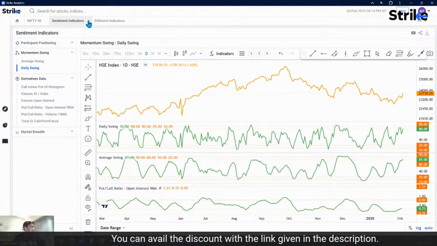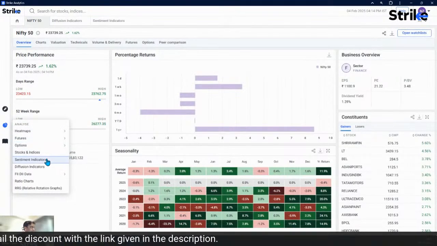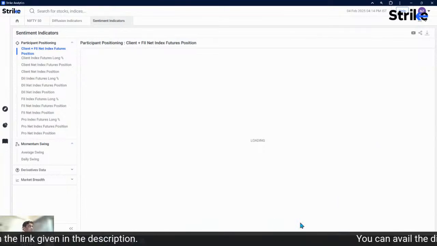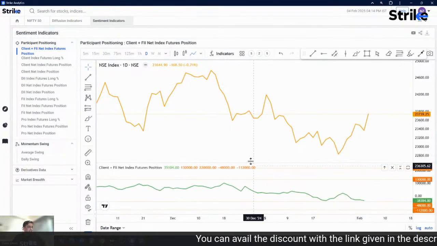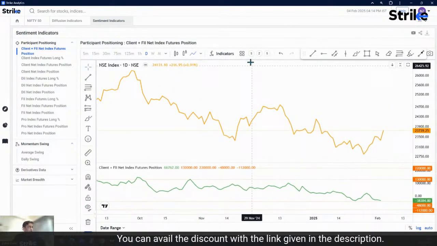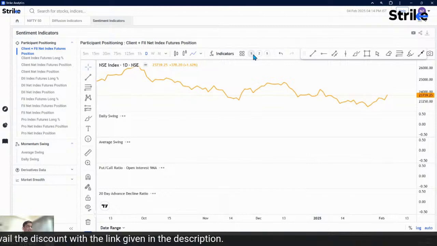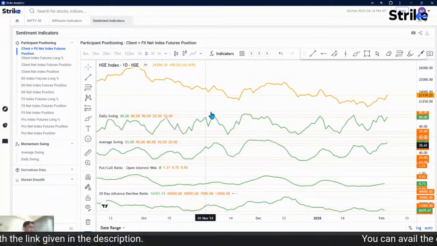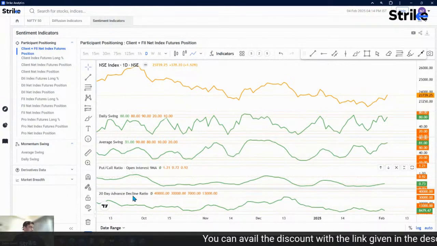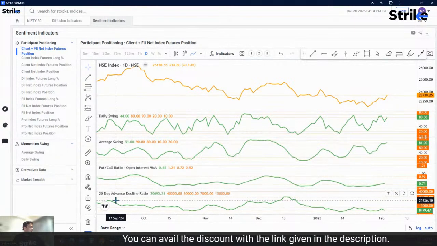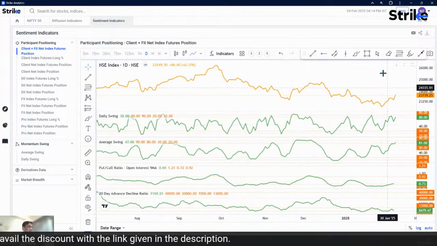Now I'm closing this sentiment indicator. Let's say I come back to the sentiment indicator once again. There will be this default page that comes up like this. Now you want to load, so you can simply click over here on short term sentiments, just click once, and your saved template will open up like this: daily swing, average swing, put call ratio, and along with that you also get the 20-day advance decline ratio.